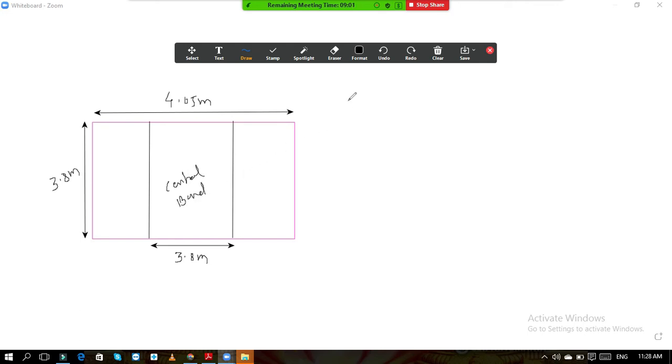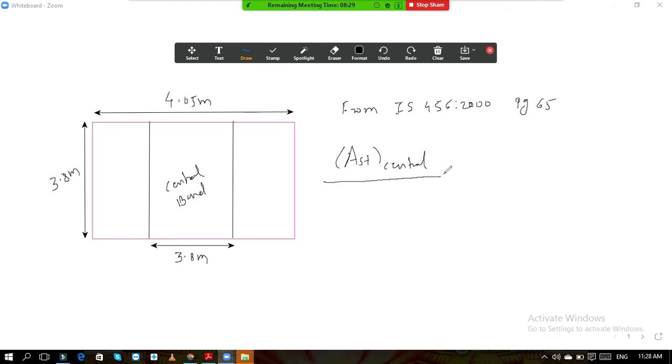So here I will write from IS 456-2000. Now you write the clause number. I will write page number 65. You yourself find that clause on page number 65. The AST in central band divided by AST in shorter direction. What was the value of AST in shorter direction? Can anybody tell me?